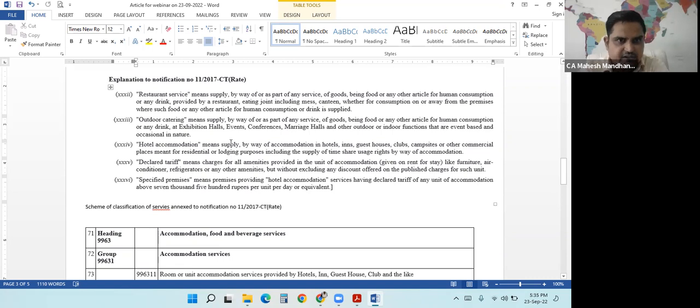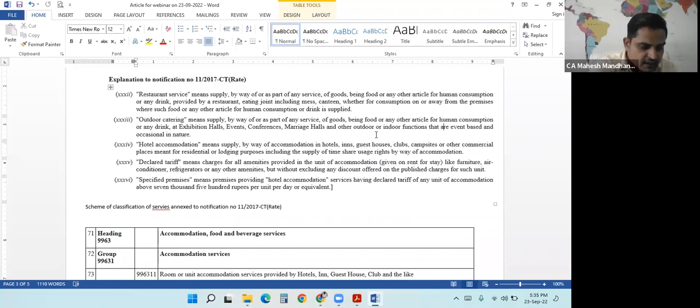If you see the definition in detail, it is the supply of food or any other article for human consumption, that is drinks, at exhibition halls, events, conferences, marriage halls, and any other outdoor or indoor functions that are event based and occasional in nature. A very clear-cut definition of outdoor catering is given. So whenever this type of outdoor catering service is provided at any premises, it will be liable to tax at 5% without ITC. But in the following cases, it will be liable to tax at 9% after availing ITC.